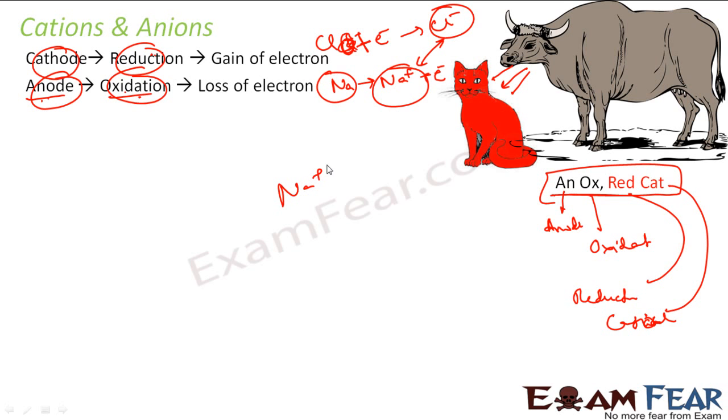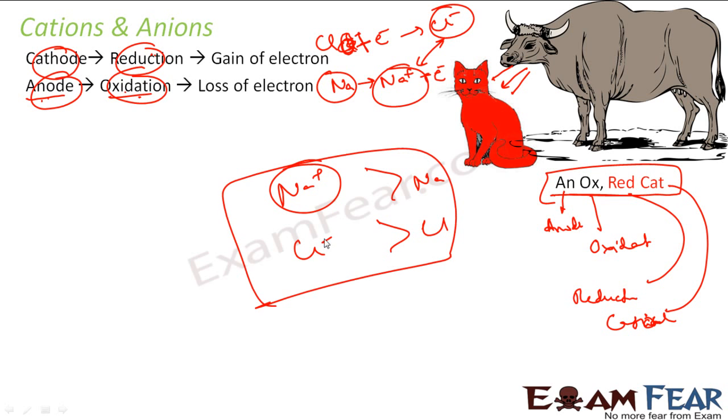Don't think that Na plus has a positive charge, so it is not stable. Na plus is more stable than Na. Cl minus is more stable than Cl, right? So don't be confused by the charge and think Cl minus won't be stable. Actually, Cl minus is more stable than chlorine. Sodium plus is more stable than sodium. So that's the memory tip. The ox is chasing the red cat, right? So anode means oxidation, reduction means cathode.